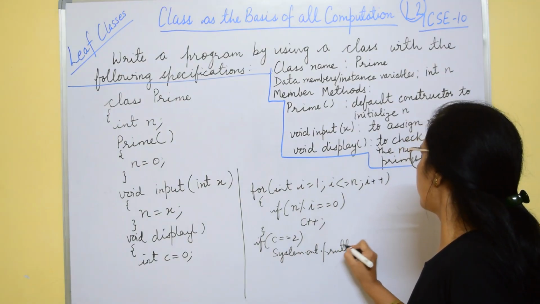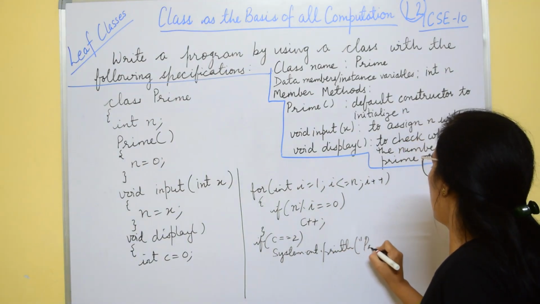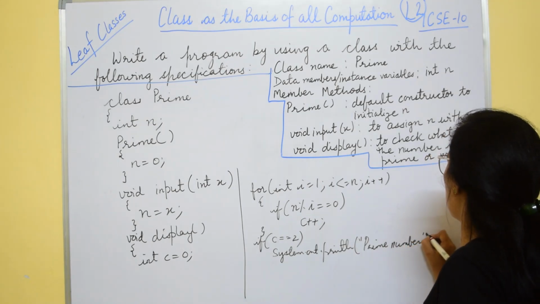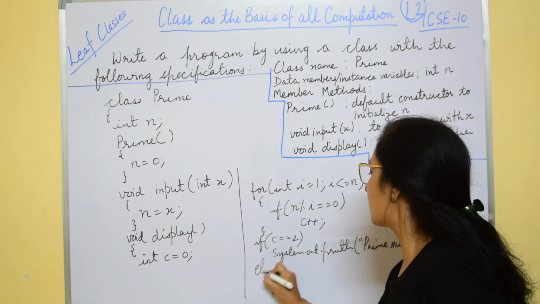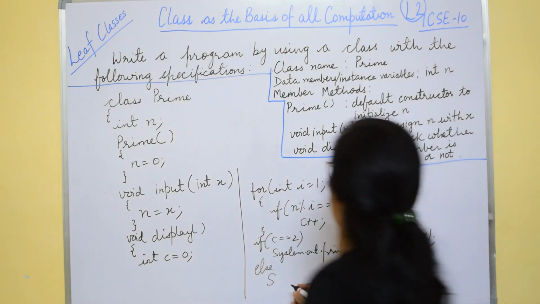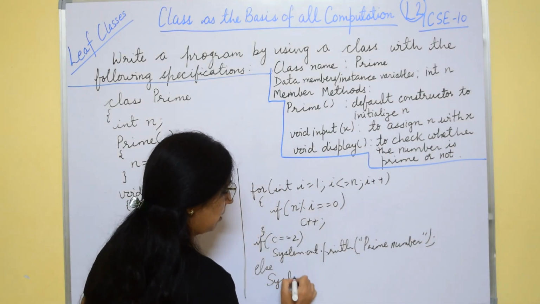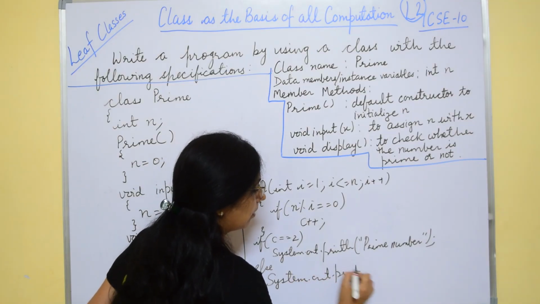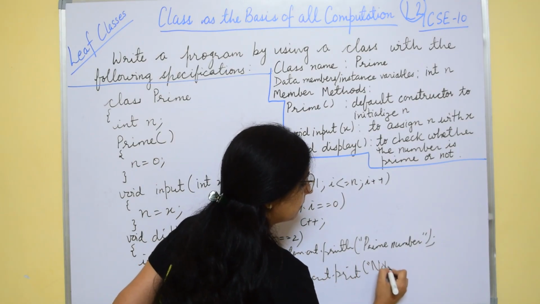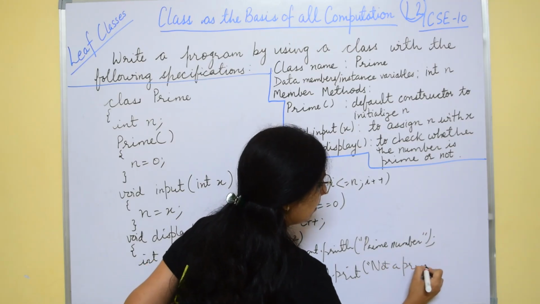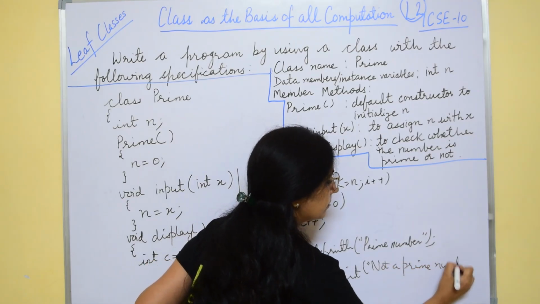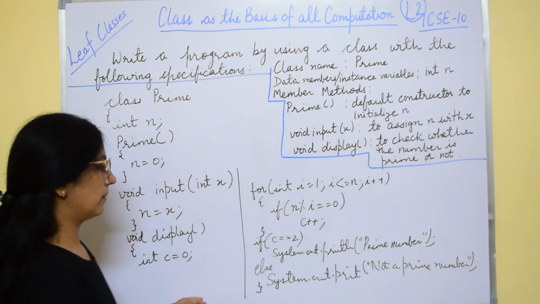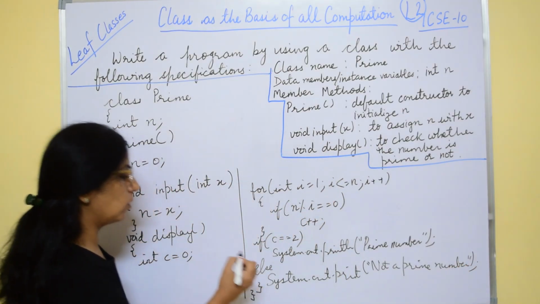System.out.println prime number, else we print not a prime number, and we close the function. Now after this we will close the class.